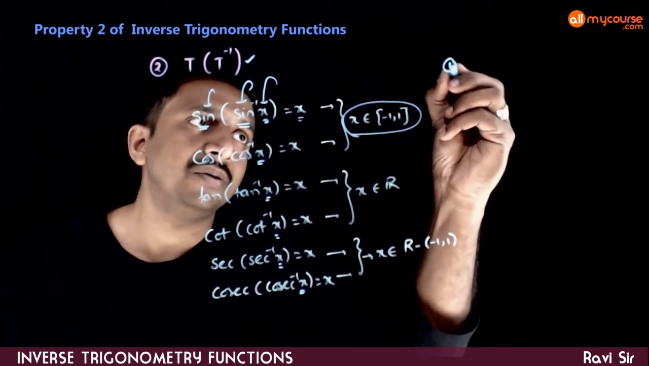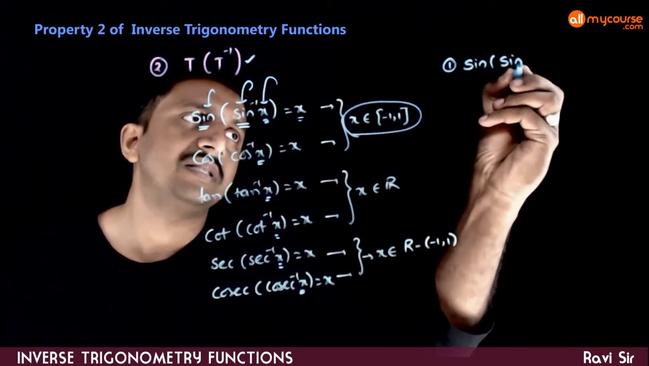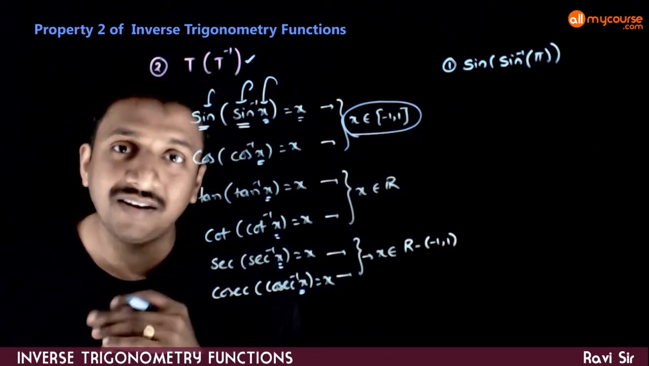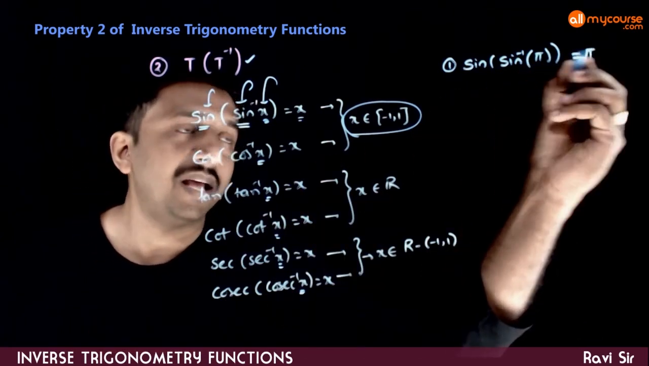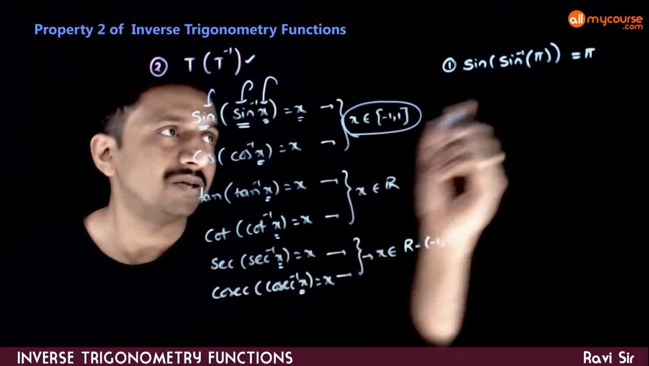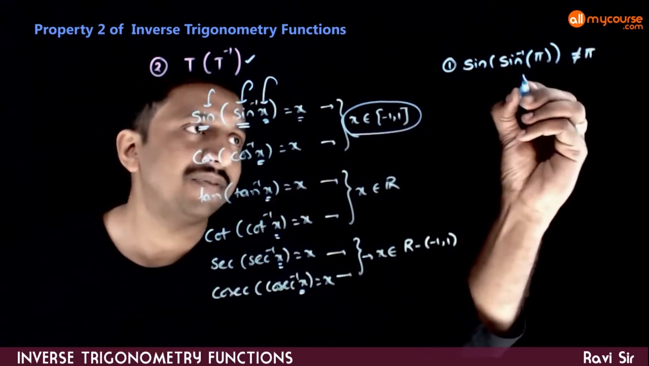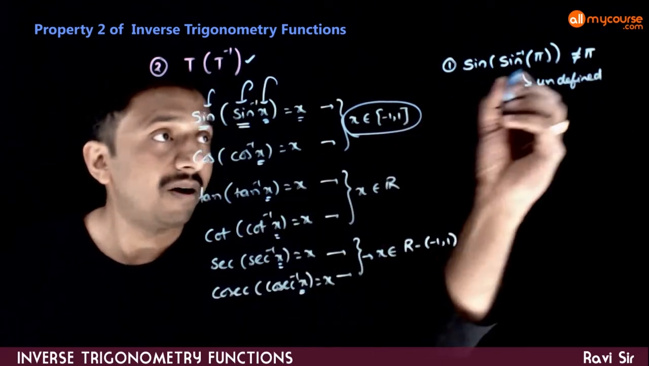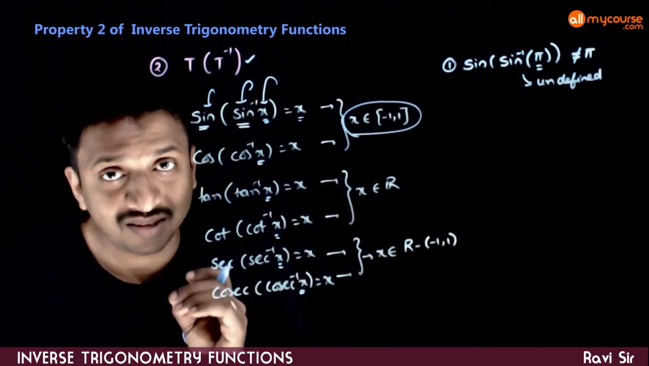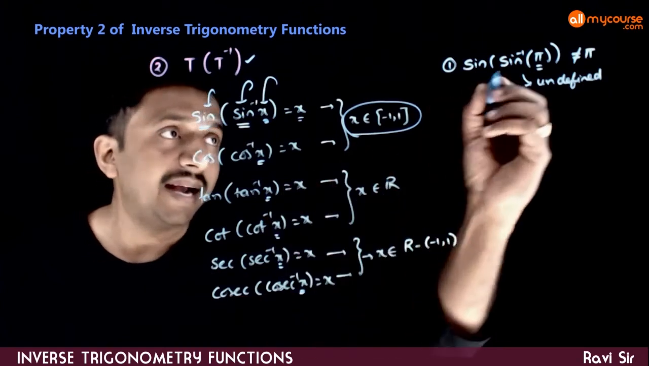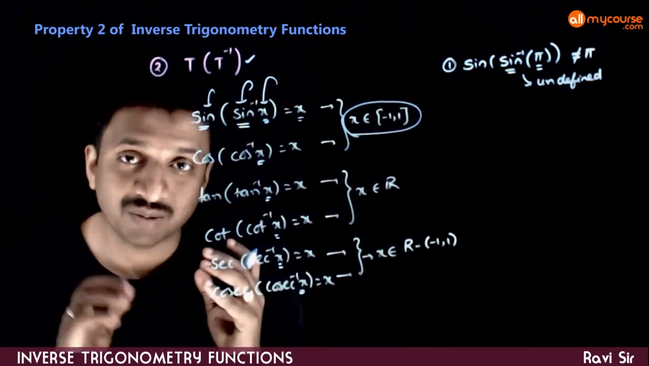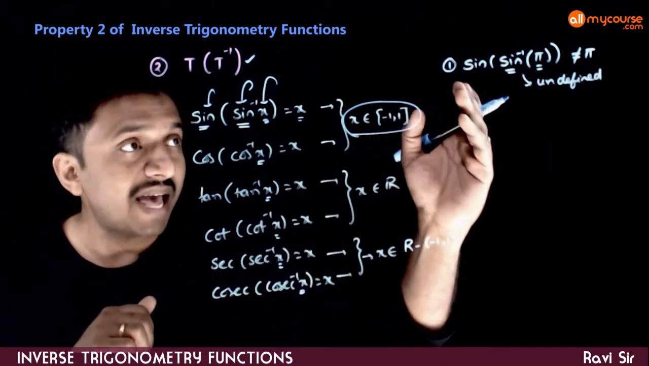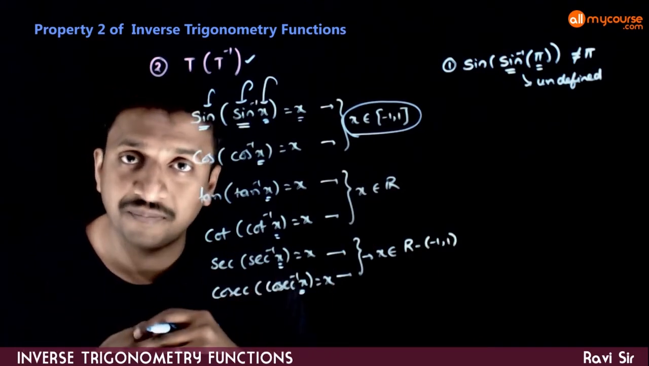For example, if I ask you to find sine of sine inverse of pi, and you write the answer as pi, you're going wrong. This is not equal to pi. The answer for this is undefined. Why is it undefined? Because pi as a number is 3.14 something, and sine inverse is only defined for numbers between minus 1 and plus 1. So sine inverse pi is not defined, and sine of something not defined is again not defined.